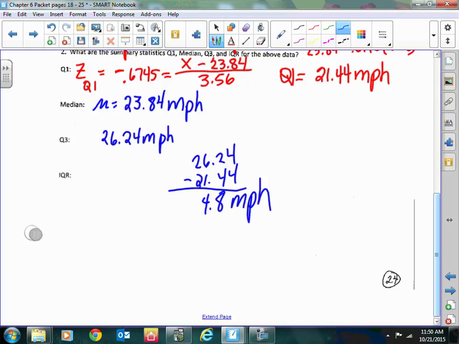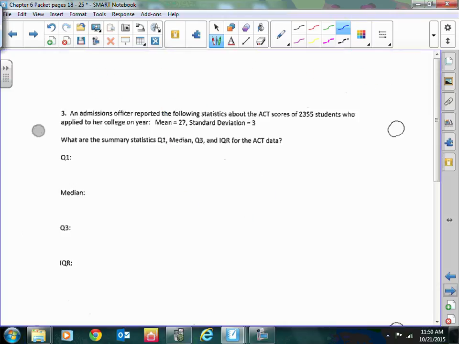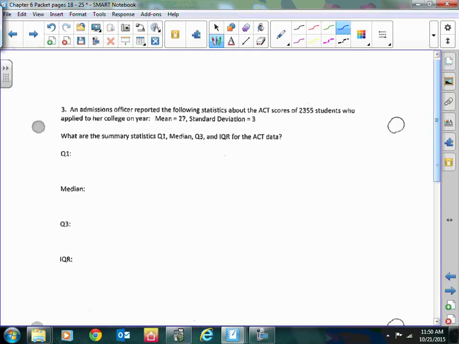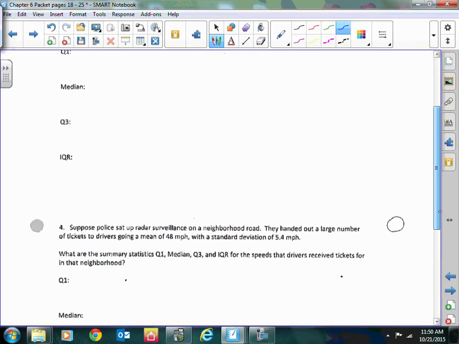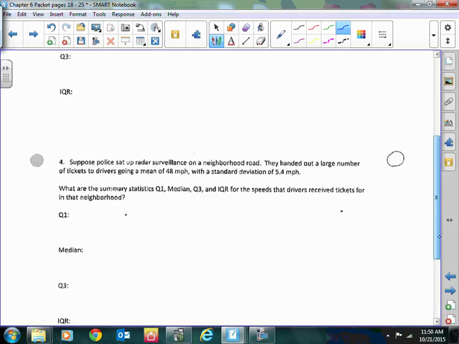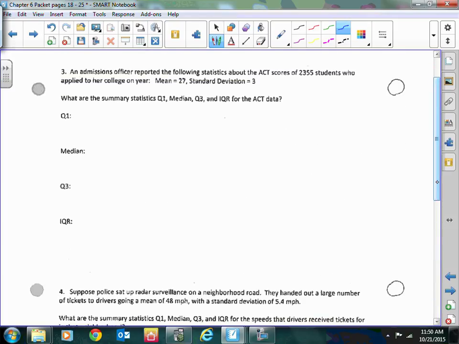Okay, so now page 25 is the back, and it's got two other little things right here that I want you to do. I'll come around and look at some stuff while you're doing that. Okay? All right, so do page 25.